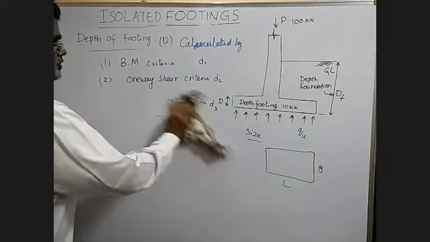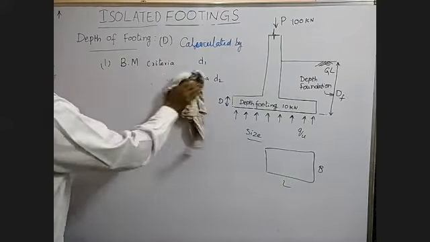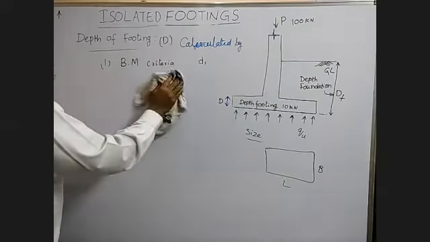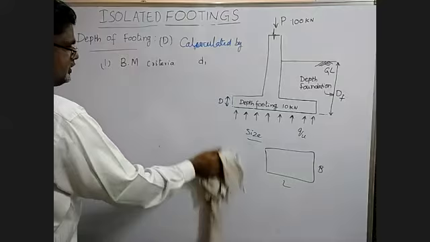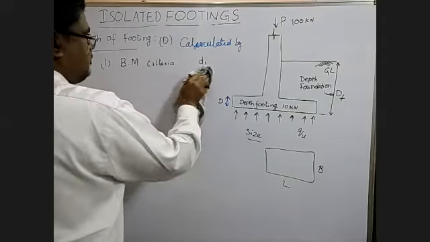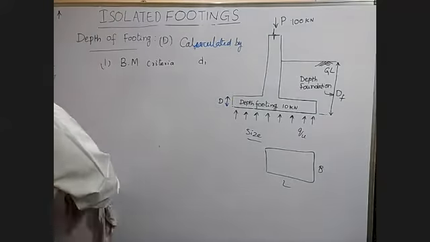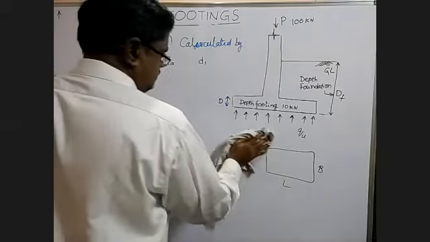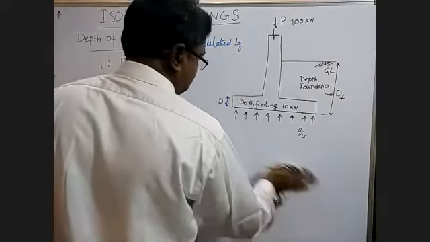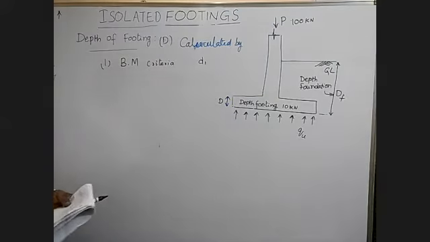So once you can calculate D1, D2, D3 values, the design is over. Then the calculation of the AST. AST, the same formulas what we have used in the beams or slabs. We can use the same AST formulas and calculate the steel. Now coming to the bending moment criteria. Now we will see what this bending moment criteria is.